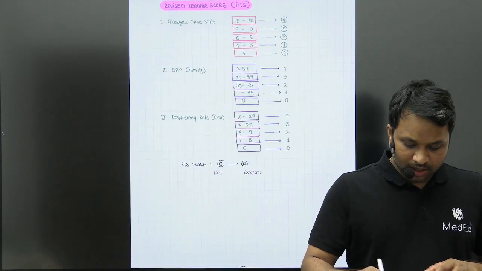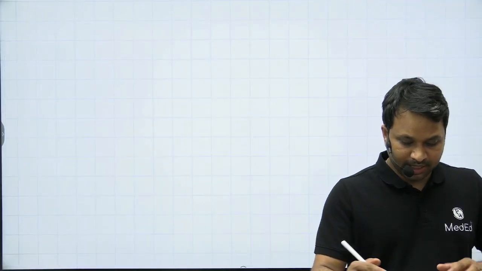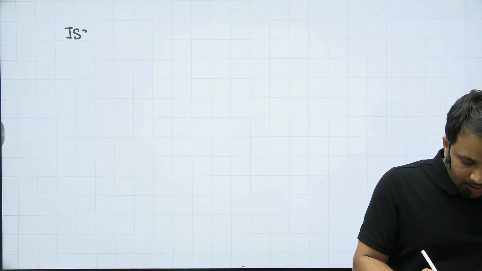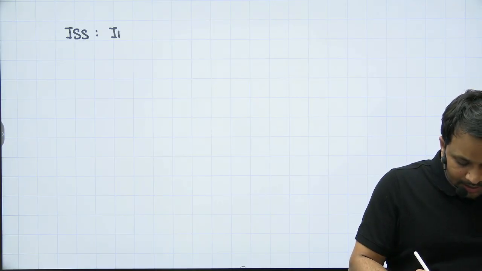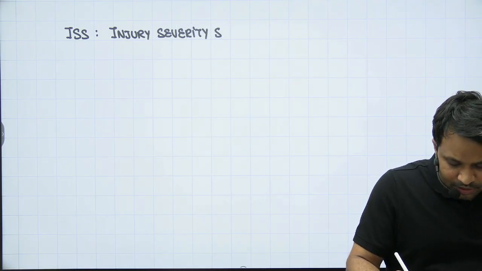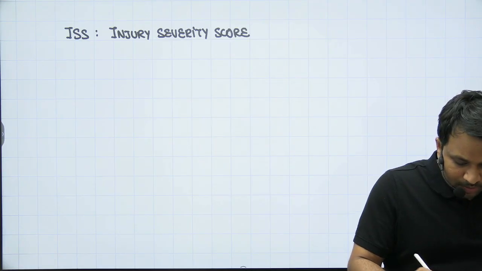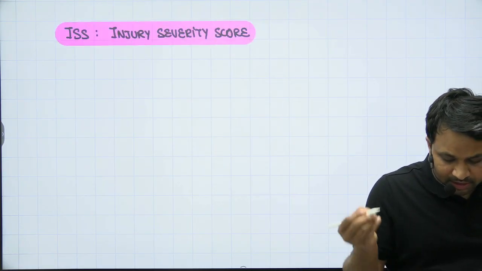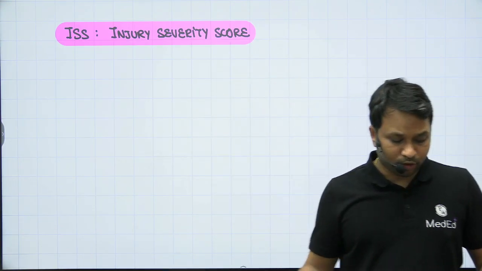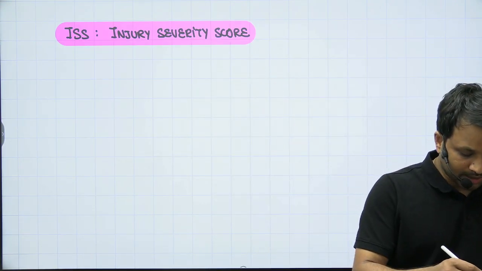We have something called the injury severity score. We call it ISS. Now this is something which is universally accepted. A lot of trauma centers use it. All the data that we gather is going to be from your injury severity score, which is called the ISS.